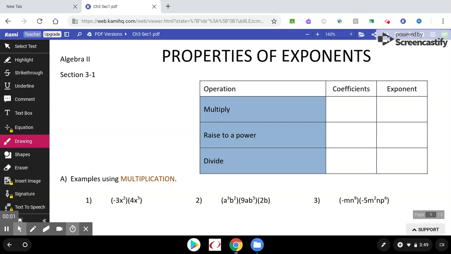Okay, section 3.1 is notes for properties of exponents, or the rules for exponents. So rather than fill in this chart, I'm going to fill it in as I go. So I'm going to go ahead and start with a problem down here.